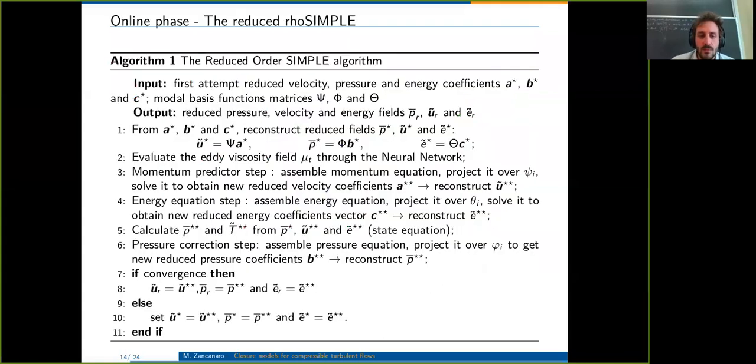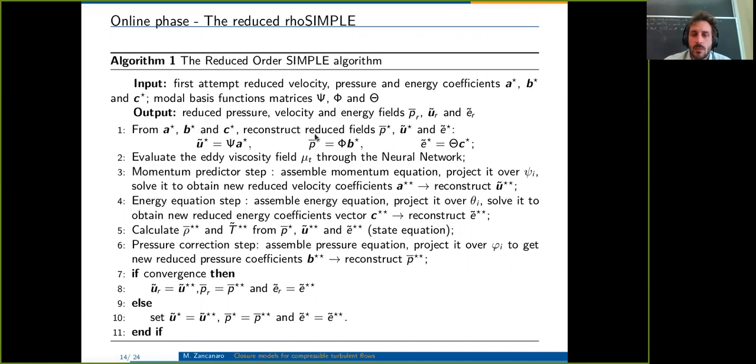So this is a very boring slide, but it is containing the whole online phase that is the most important part for our work. So the online algorithm is working in this way. You just have to provide a first attempt of coefficients for velocity, pressure, and energy, and of course the basis functions that I showed you before.